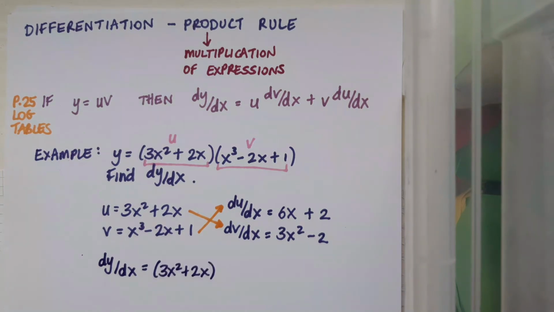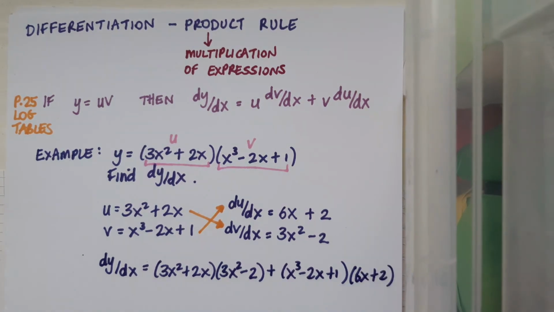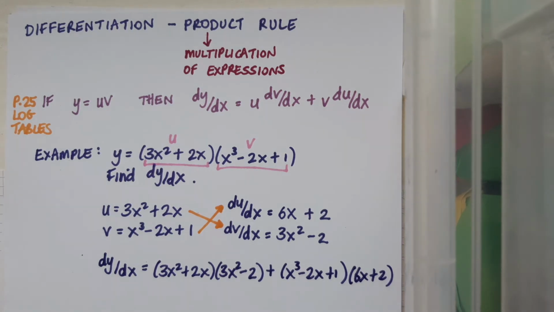So putting a bracket around each portion as I fill it in, I'm going to have (3x squared plus 2x) times (3x squared minus 2) plus (x cubed minus 2x plus 1) times (6x plus 2). If the question has just asked me to differentiate, then I've achieved that goal at this stage. I only need to tidy up or simplify if the question requires me to. Just make sure to read the question carefully to figure out whether or not you need to proceed with expansion.